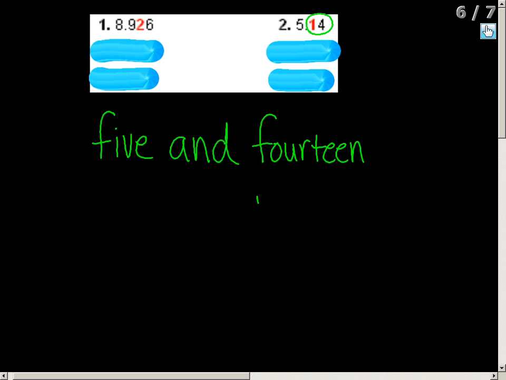Now the tricky part is trying to give it a last name. When you look at what place value that final digit, the number 4, falls into, I know that the 1 is in the tenths place and the 4 is in the hundredths place, so 5 and 14/100ths.